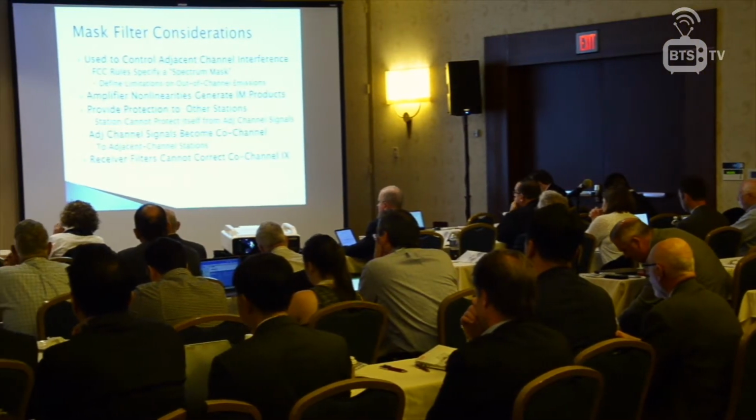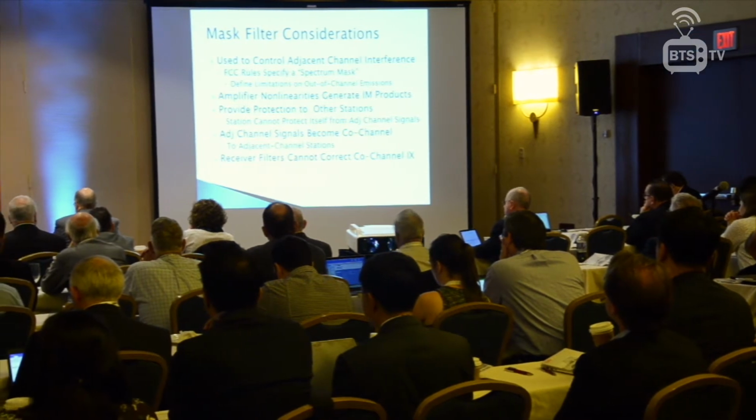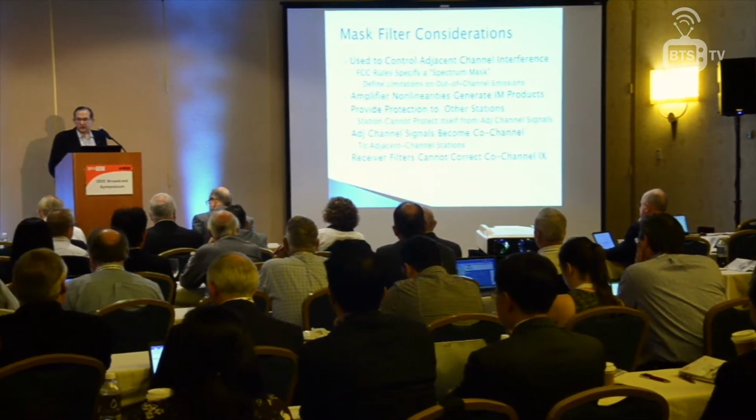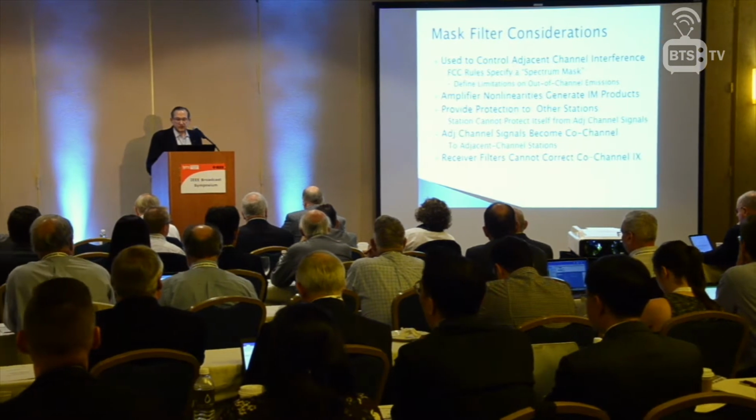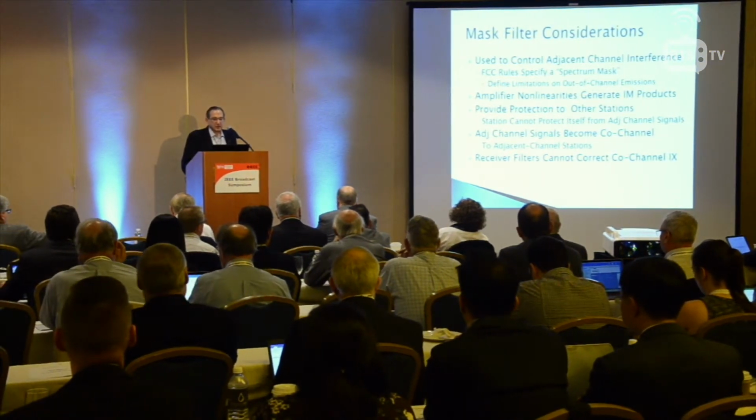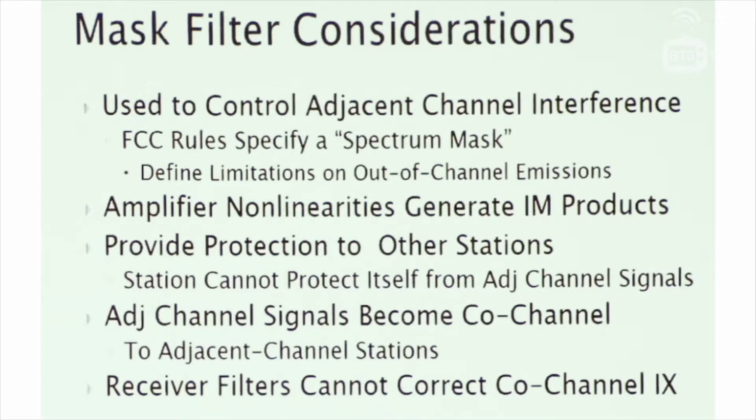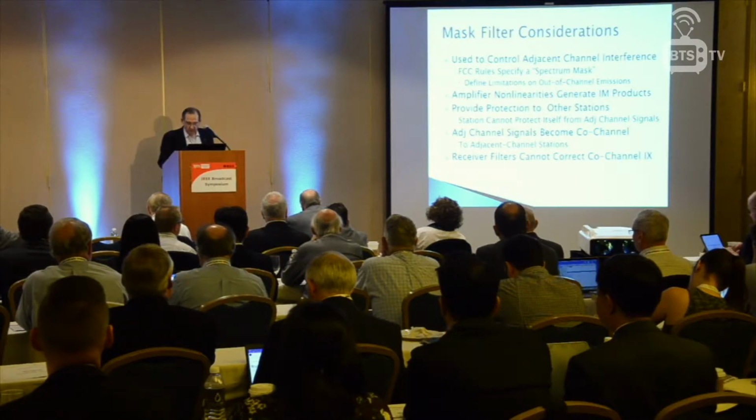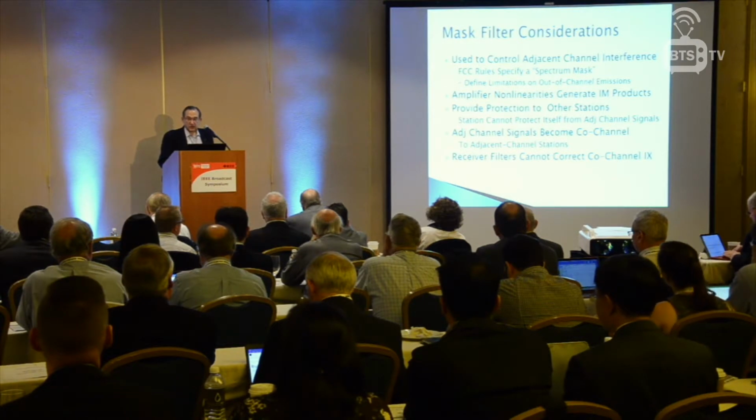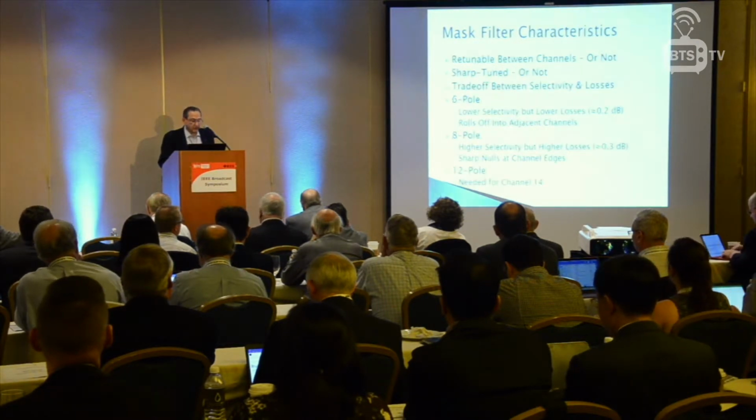And the station cannot protect itself from adjacent channel signals. Those adjacent channel signals, when they get into the adjacent channel, become co-channel interference. And co-channel interference cannot be filtered. So we can think of mask filters as good neighbor filters or good spectrum citizen filters. And neither a filter at the transmitter nor a filter in a receiver can help overcome emissions that occur in that adjacent channel or those adjacent channels.